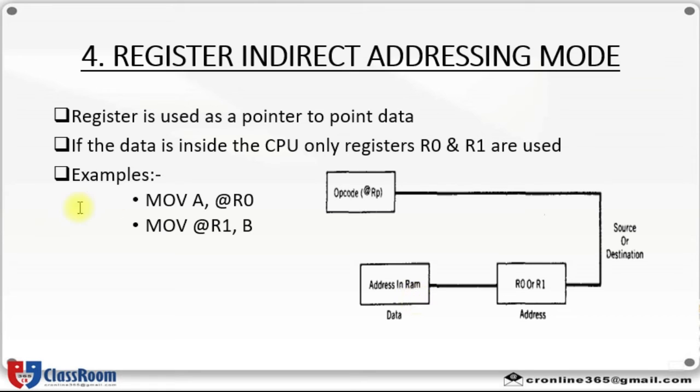For example, move A, at R0. Move A, at R0 means that R0 is pointing to some address location.